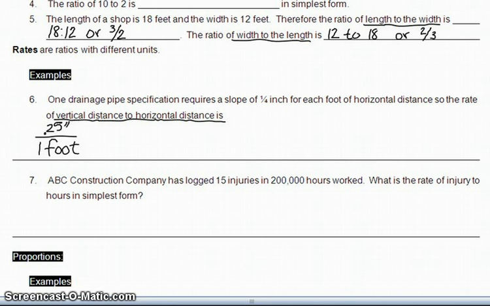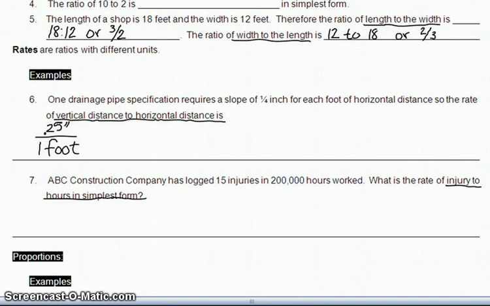Why don't you pause the video and work on the company safety record on number 7. Start up when you're ready to check your answer. All right, let's see how you did. ABC Construction Company has logged 15 injuries in 200,000 hours of work. What is the rate of injury to hours in simplest form?